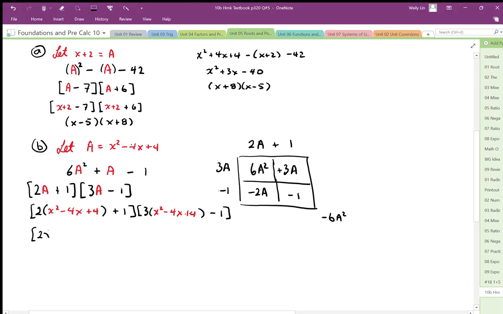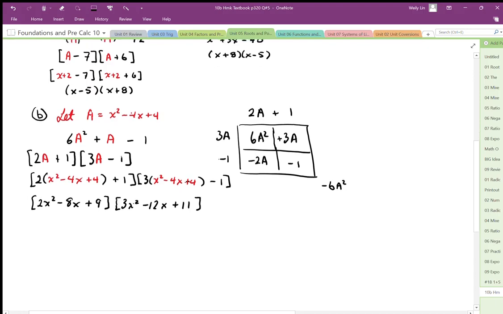So 2x squared minus 8x plus 4 plus 1 gives me plus 9. In the right-hand bracket, I'm going to end up with 3x squared minus 12x. This is plus 4, so I'm going to end up with plus 12 minus 1. Sorry, plus 11. Not minus 11, so that's going to be plus 12 minus 1.